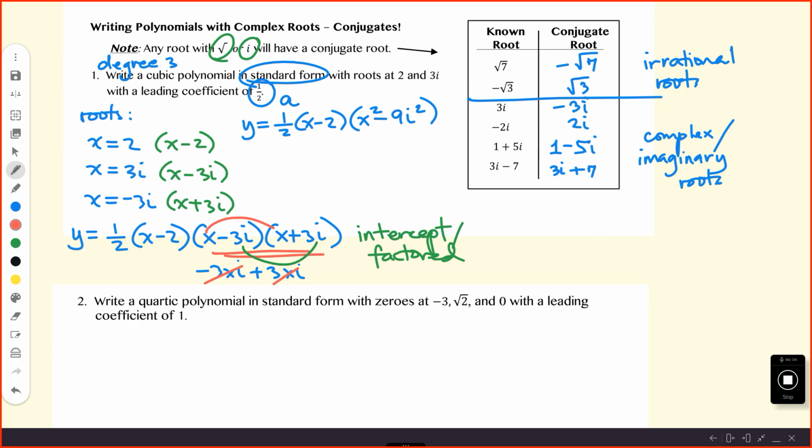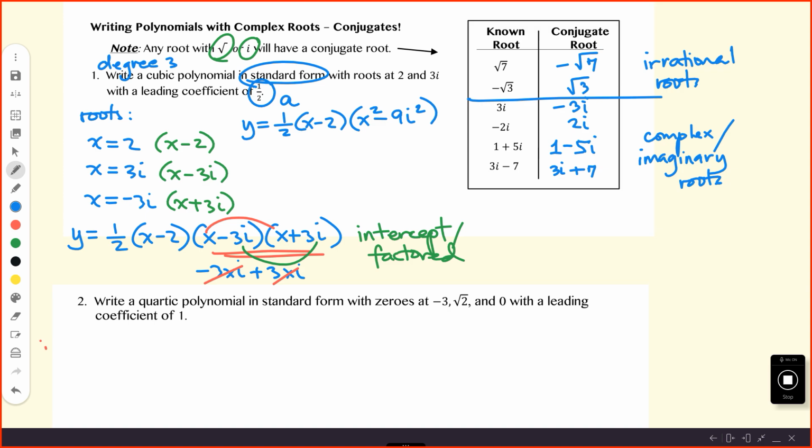Yes, but if this is like x plus 3i and x plus 3i, then it will give you a middle term, right? Yes. Say again? Yes. What is i squared again?